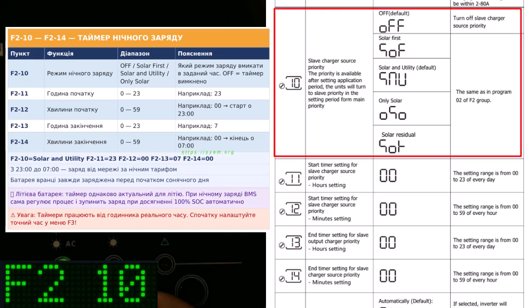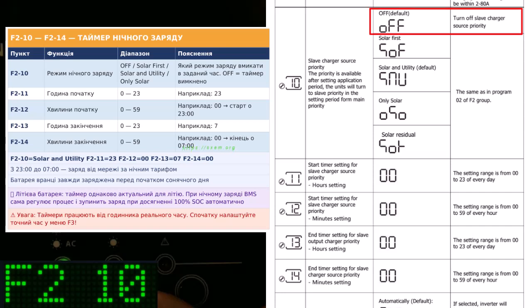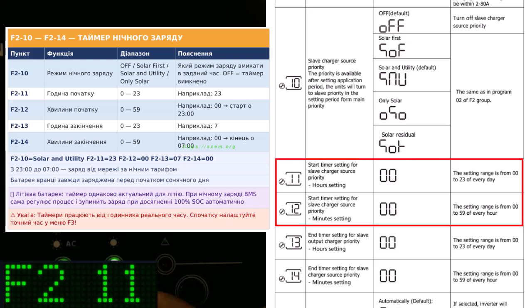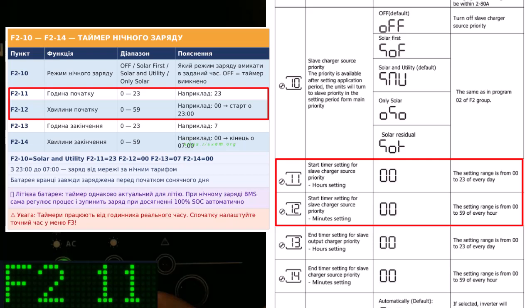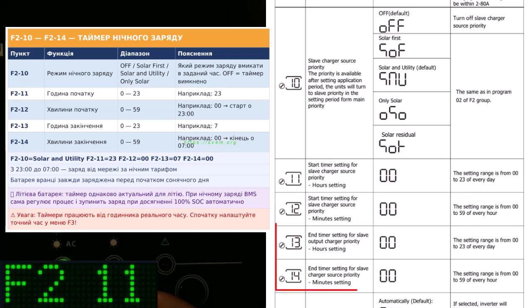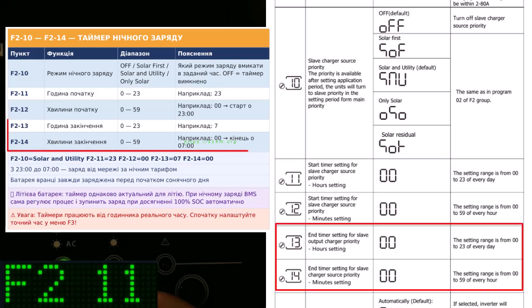F210, which charge mode to activate during the set time window? If this is set to OFF, the timer is not active at all. F211 and F212, hour and minutes for the start of night charging. For example, 2300 hours, 00 minutes. F213 and F214, hour and minutes for the end. For example, 700 hours, 00 minutes.